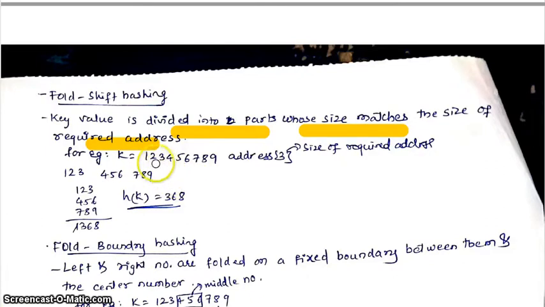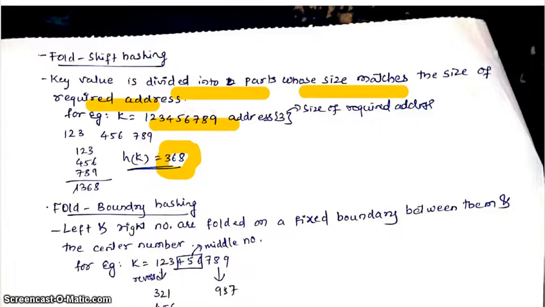Okay, so we need to divide into 3. The size of the required address is 3, so we need to divide it by 3. Then we need to ignore the last digit and we'll get the key for that, that is 368. So if the address is given as 3, we take only 3 digits; if 2, we take 2 digits.